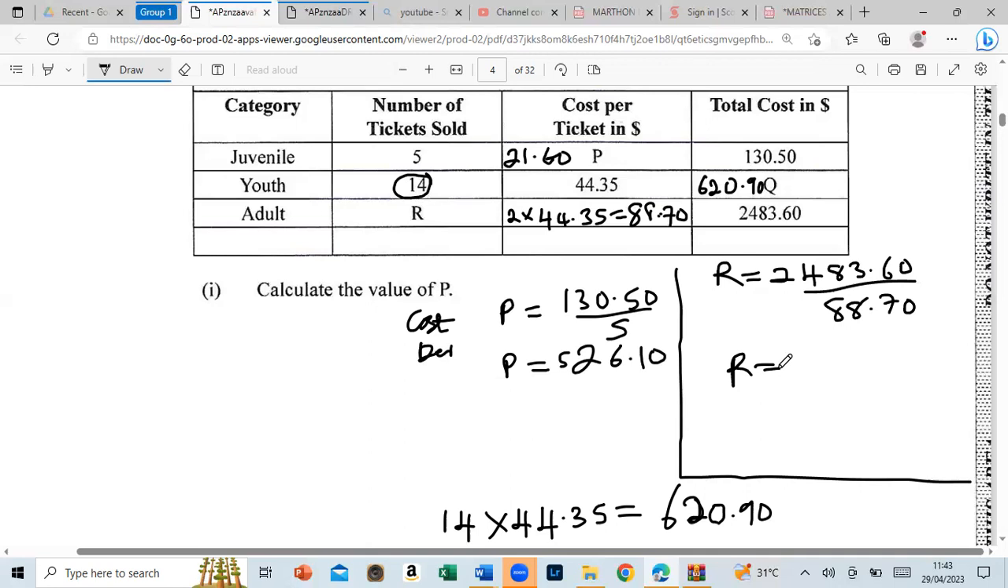All right, so 2483.60 divided by 88.70. This works out to 28. So 28 adult tickets were sold. But the adult ticket also doubles the amount of the youth ticket. Awesome. That's a coincidence, I guess.